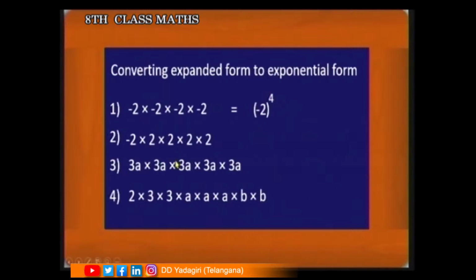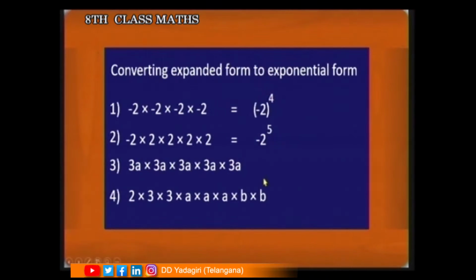Whereas, coming to the second question, how do you represent this expanded form in exponential form? We write minus 2 to the power of 5, and you observe we don't keep brackets here. Why? Because what is the number multiplied by itself 5 times? Is it minus 2 or 2? Here only 2 is multiplied by itself 5 times, not minus 2. So this exponent 5 should not be applicable to the minus, it should be applicable only to 2. That is why we write it as minus 2 to the power of 5.